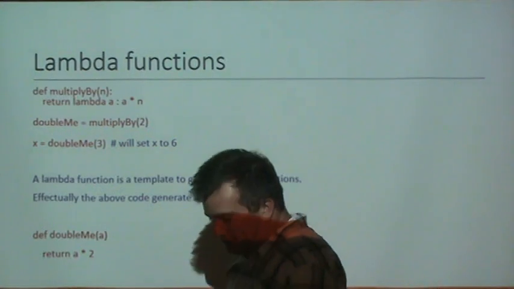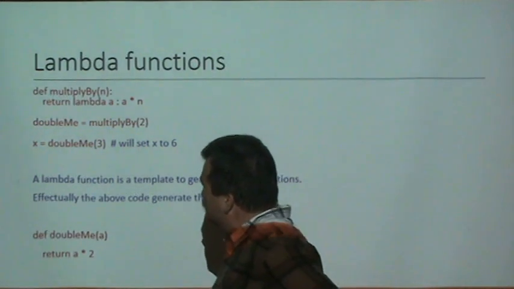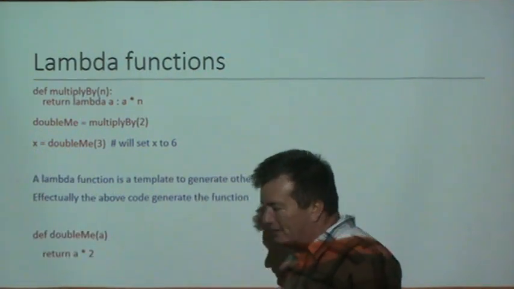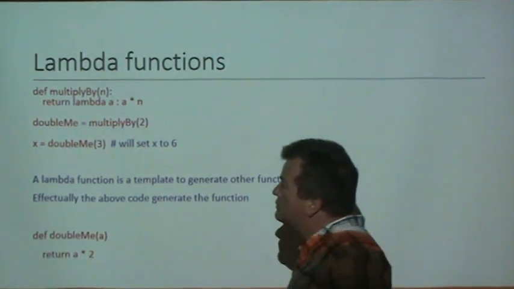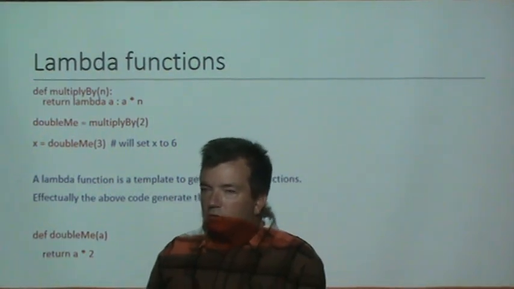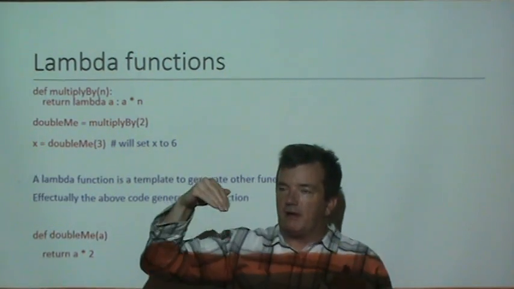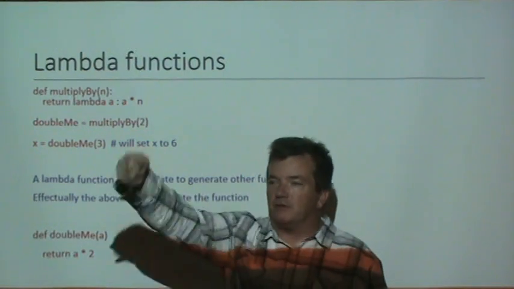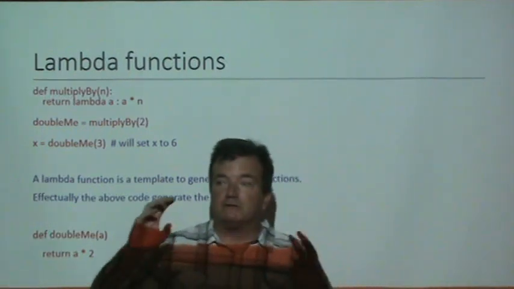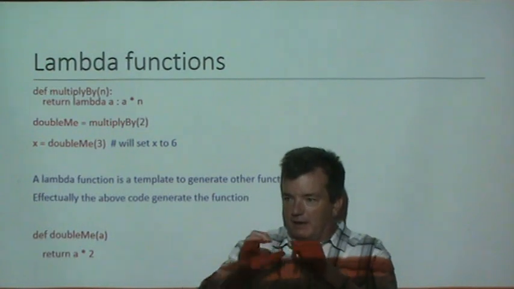So suppose, for example, I needed to write a bunch of functions, and I wanted to do a multiply by function. In other words, suppose I wanted to write a function called multiply by 2. So you would give me an input parameter, I would multiply it by 2, and I would return your number multiplied by 2. Suppose I also wanted to have a function multiply by 3. You give me an input value, I multiply it by 3, I give it back to you.